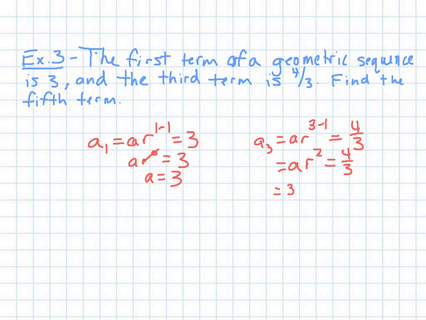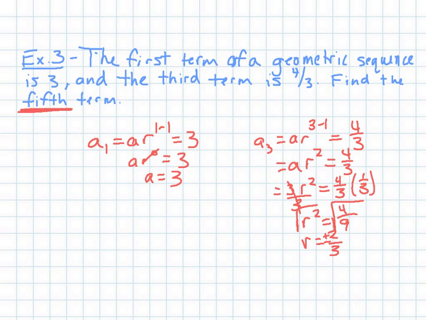So now I can insert that 3 in, divide both sides by 3, or multiply by the reciprocal. That means r squared is equal to 4/9. We want a square root. So that gives me 2/3. Okay? Or plus or minus 2/3. Now, for this one, it really could be either one because you're looking at the fifth term. So it makes it hard to decide if it's supposed to be odd or even, and I'll show you here.